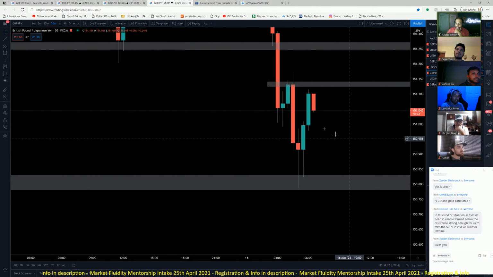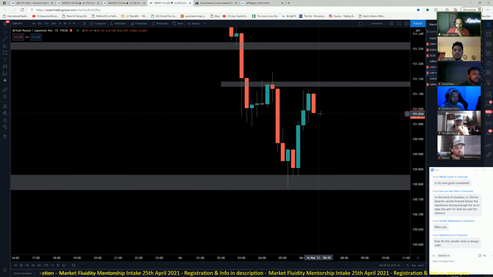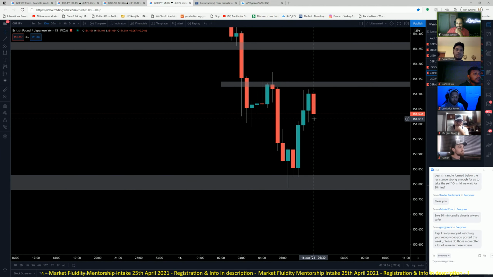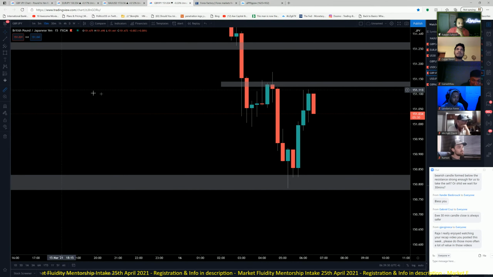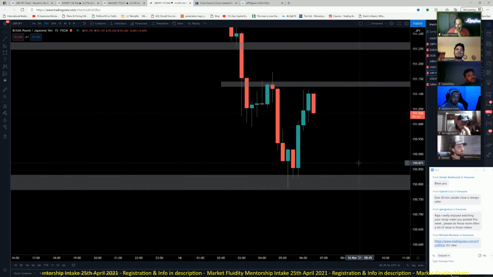Pound yen is slowly coming down. I kind of want to wait for this 30-minute candle to close. I don't want to take it on a 15-minute. Maybe if the 15-minute candle can close somewhere around here and the next one can break it slow, then we can continue down, and this range is almost 17, 19 pips over here.